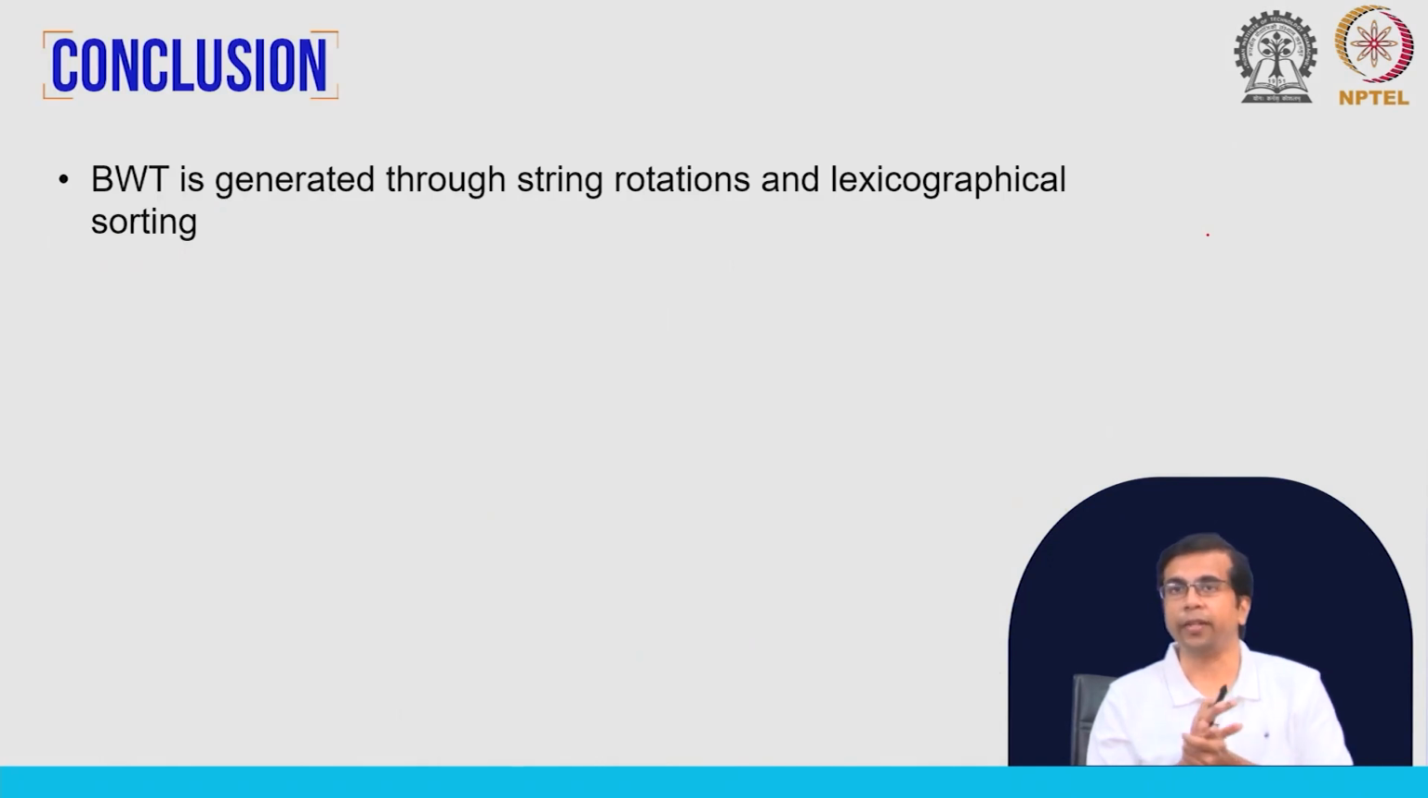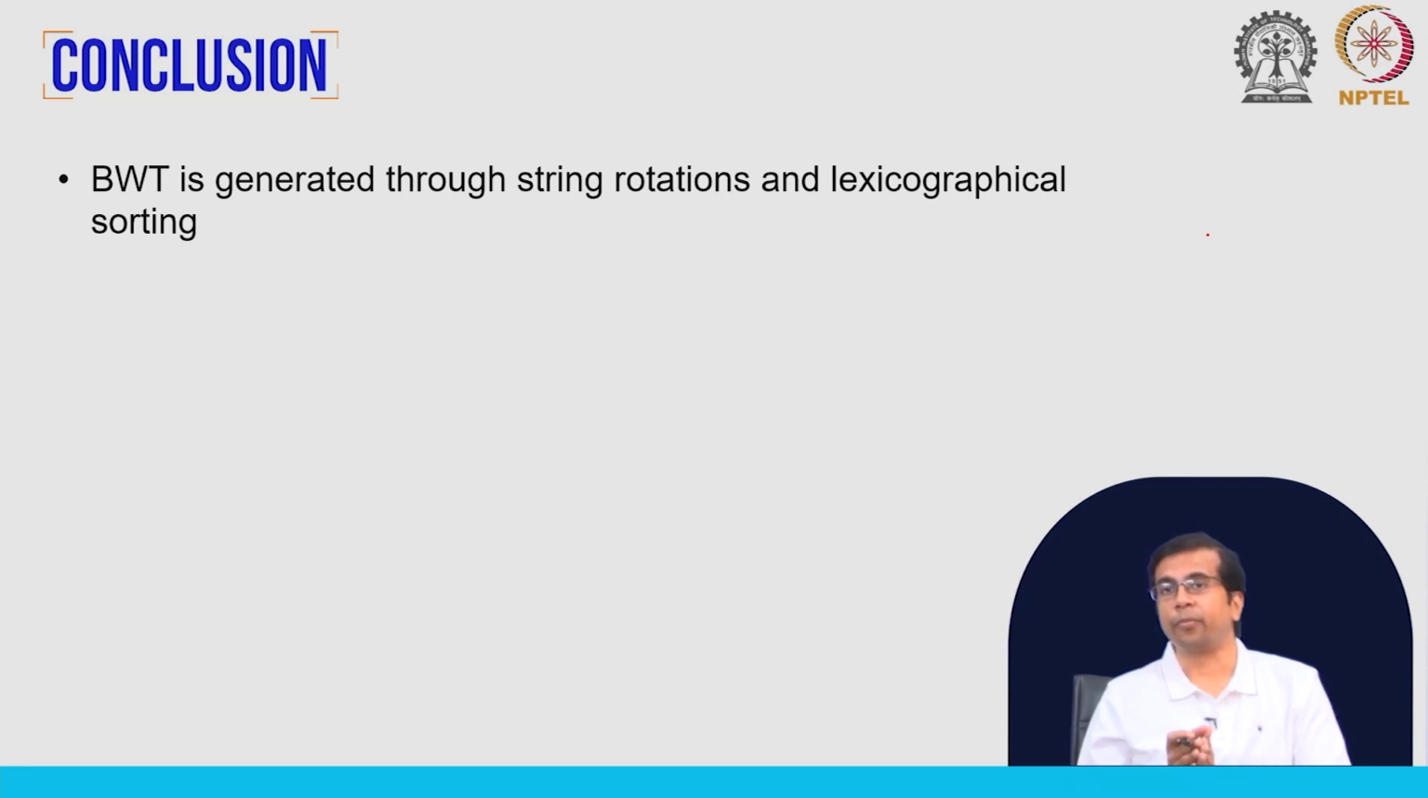So, what we have seen is that we can generate this Burrows-Wheeler transform through string rotations and lexicographical sorting. We have talked about 3 steps, starting from the reference sequence. One is the addition of this dollar sign, and dollar is lexicographically smaller than all the letters in the alphabet. And then we do the string rotations. We generate all possible rotations until we come back to the original string.